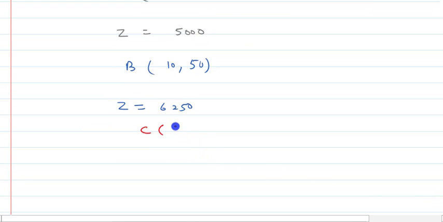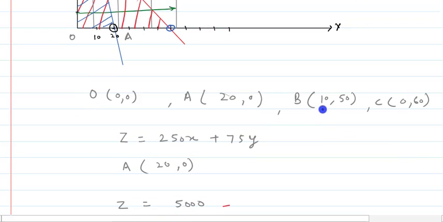0 and 60. So for this point we are getting Z equal to 4500. So clearly the maximum value that we are getting out of the three is this one, 6250. So therefore he should purchase 10 tables and 50 chairs to get the maximum profit.